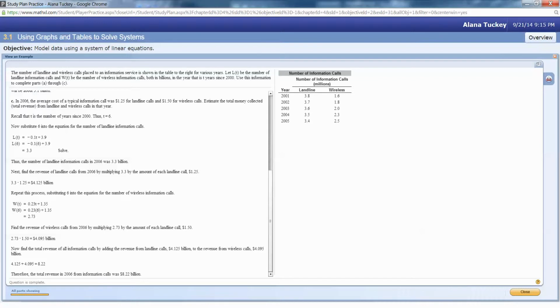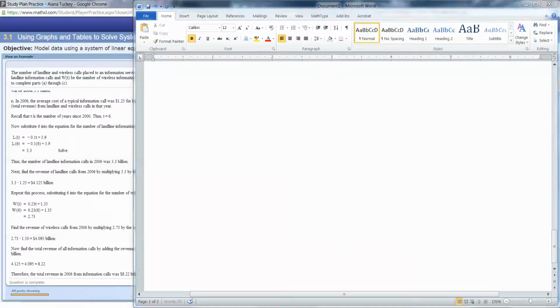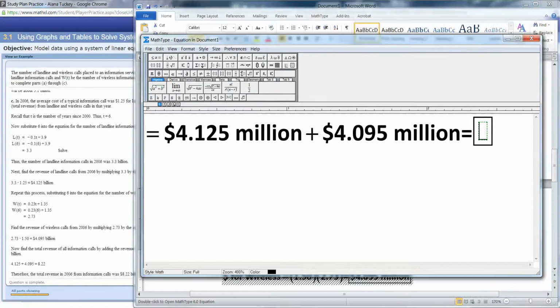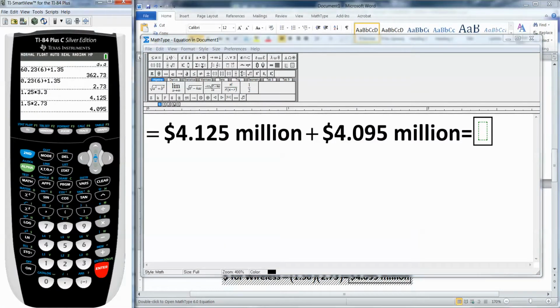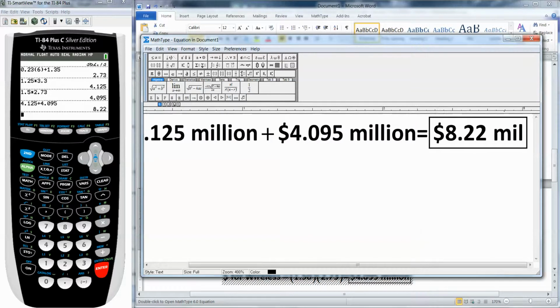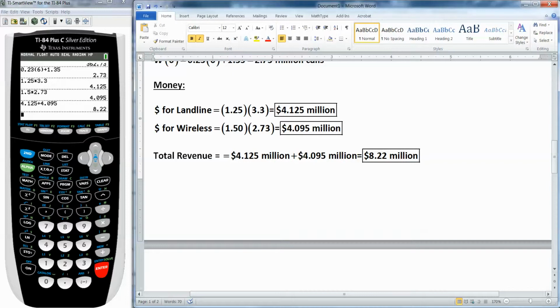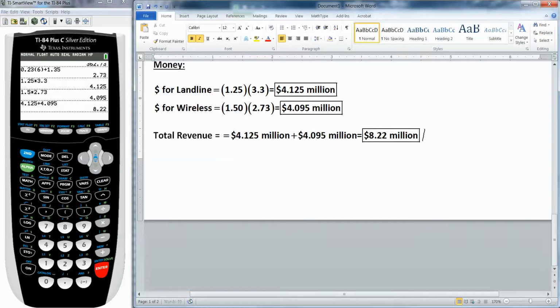Oh, they want the total revenue. Oops, I didn't even notice that. Okay, so that means the total revenue is those two numbers added together. So let me write that up. All right, so let's say it's 4.125 plus 4.095, which would be a total of 8.22. So $8.22 million. And there we go. And I believe that's what they actually wanted from the problem.